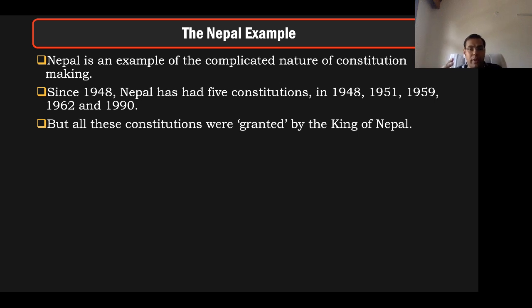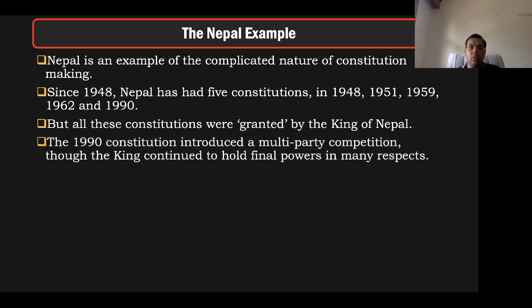It is not something where you have come up with a constitution which is right or which should happen like that. So it was granting something that was granted by the king of Nepal. It is still considered to be authoritative. The constitution that came about the last, which was in 1990, introduced a multi-party competition. This is something which is good.